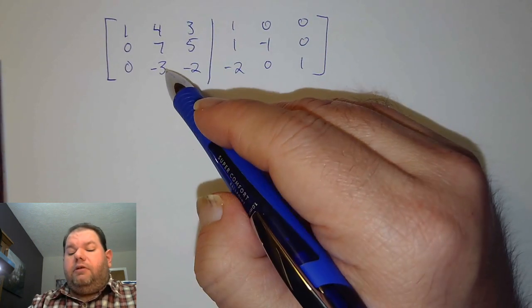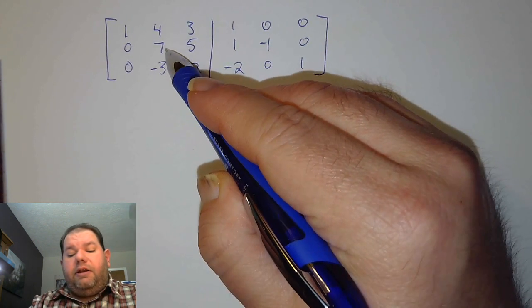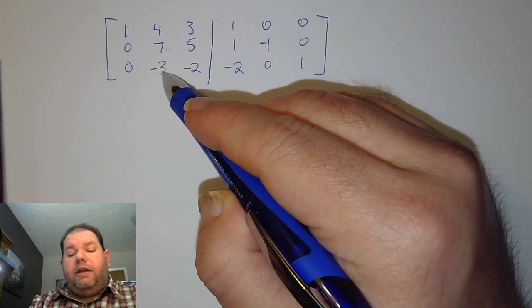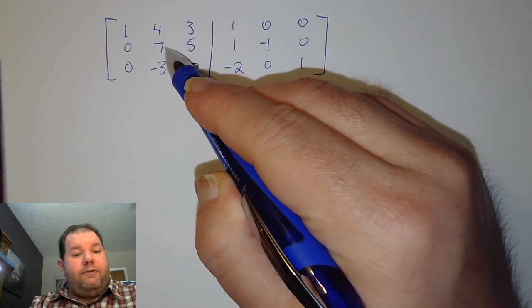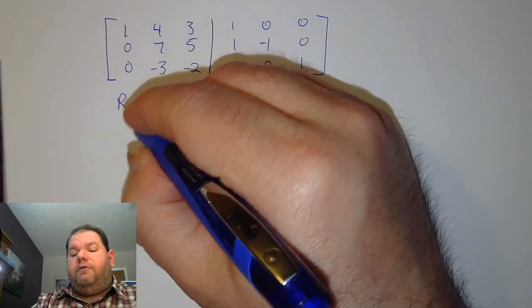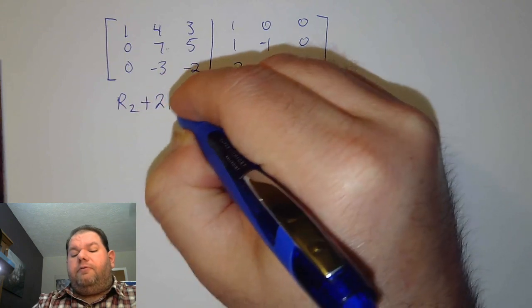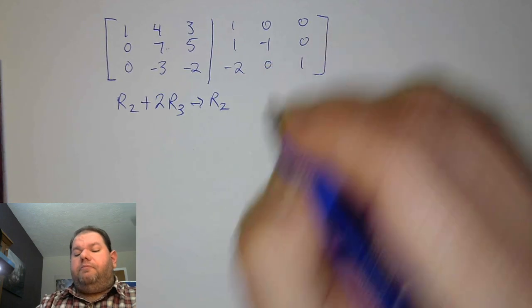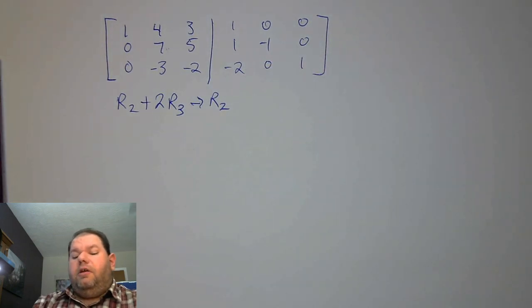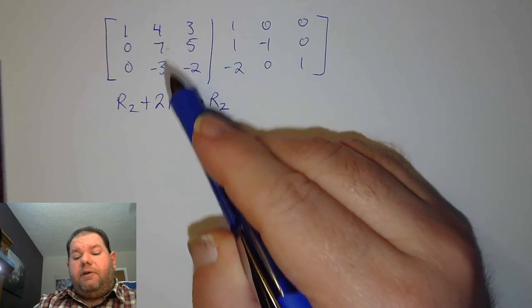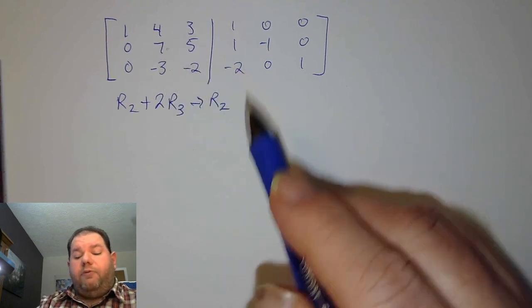So if we take this negative 3 and add it to row 2 twice, basically if we add negative 6 to 7, that gets us our 1 right here where we need it to be. So we'll take row 2 plus 2 times row 3 and replace row 2. So 7, and then 2 times negative 3, 7 minus 6 would give us the 1 that we want.